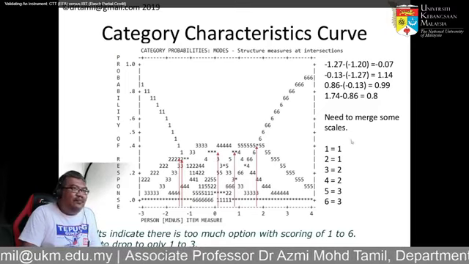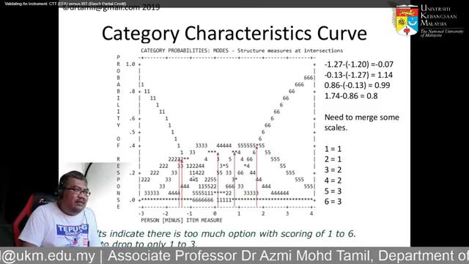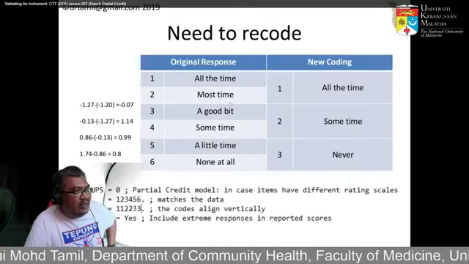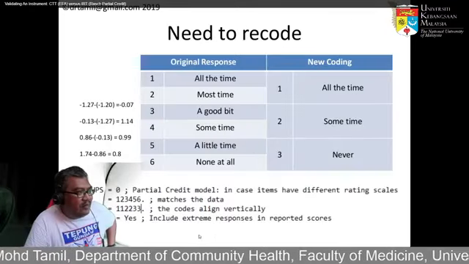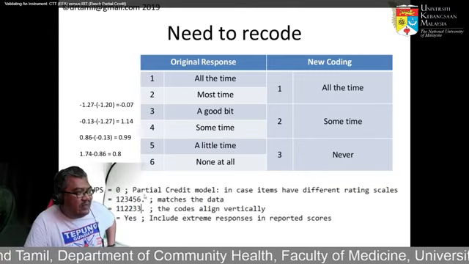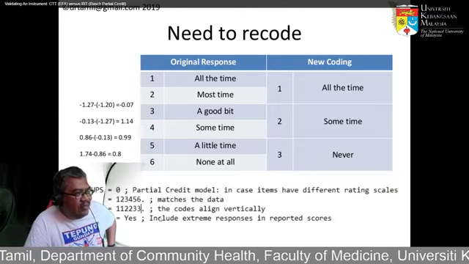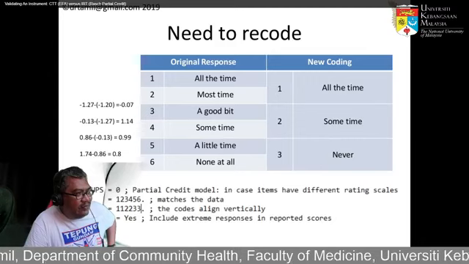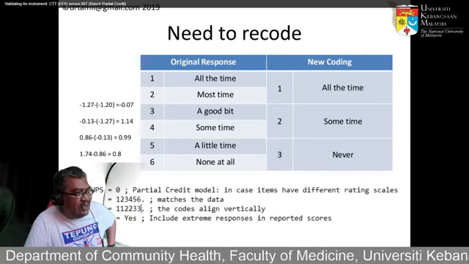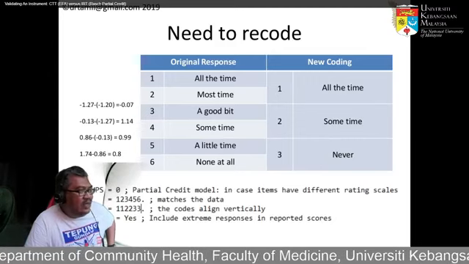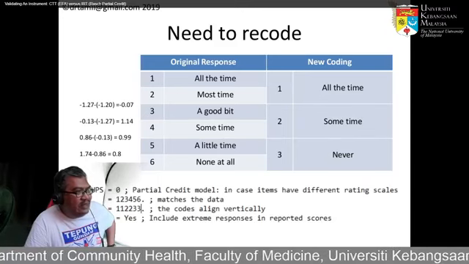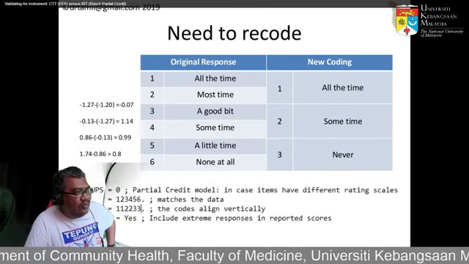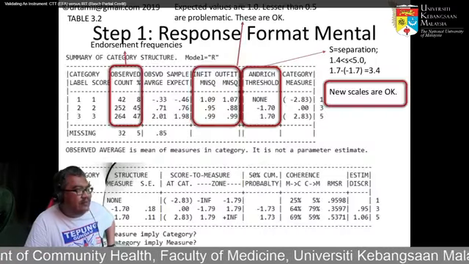So what happens now? We need to merge some scales. So we have to merge the data, and it becomes better. Especially under Rasch, it's very easy to recode. We just come up with this line of coding and put it in. Automatically it recodes the data, and the analysis is done, completed in one go, only at the text level.